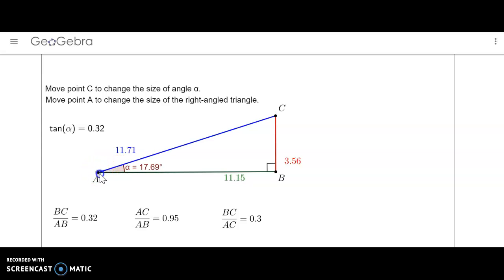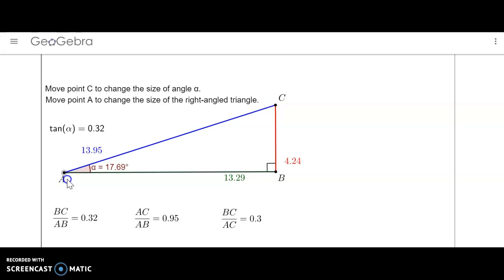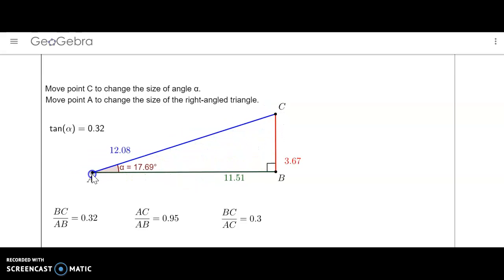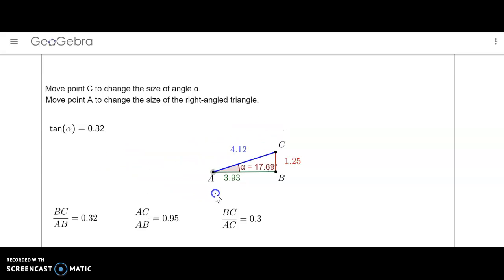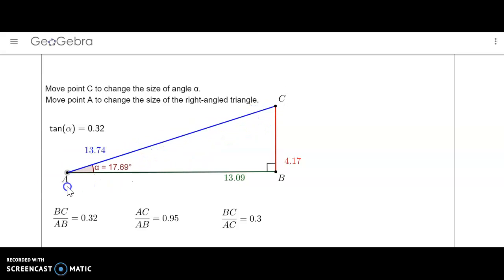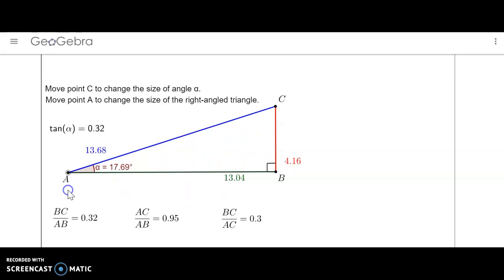And so now the numbers are changing on the sides of this triangle, but they're not changing anywhere else. So notice that we're not actually changing the shape of this triangle when I drag point A. I'm only changing the size. Is it big or is it small? But it's the same shape.